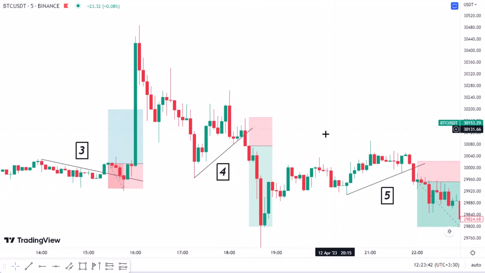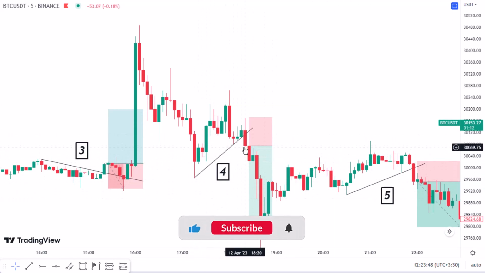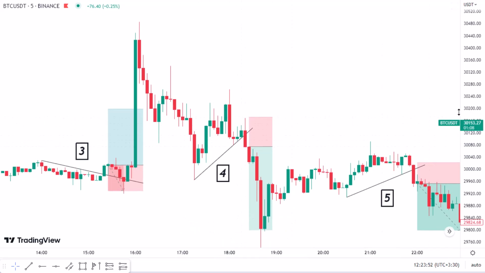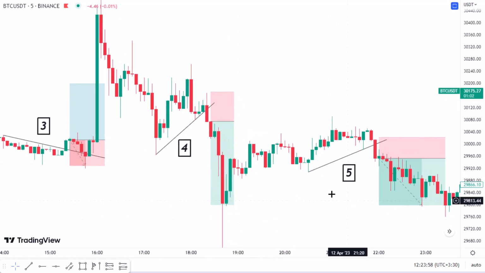On trade 4 we did have this trend line with 1, 2, 3 touches. On the fourth time it was broken somewhere here. We did have the chance to enter a sell position, put our stop loss above the candle, and it gives us a reward of 2.8 on the body of this candle here.